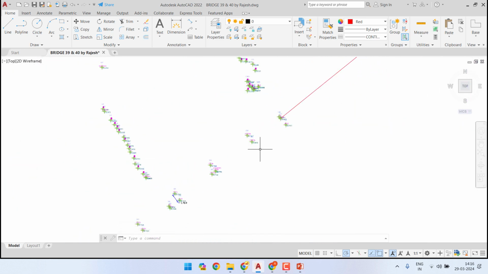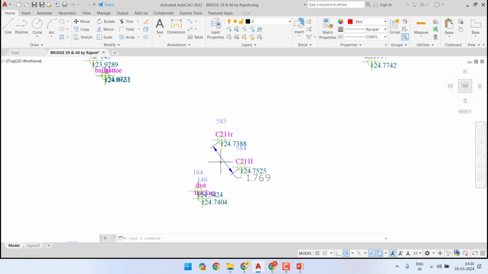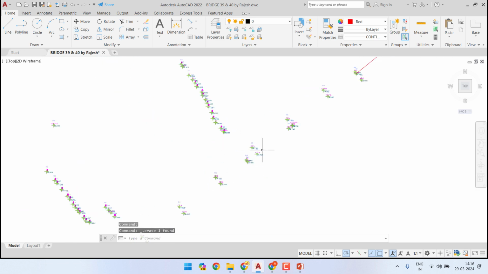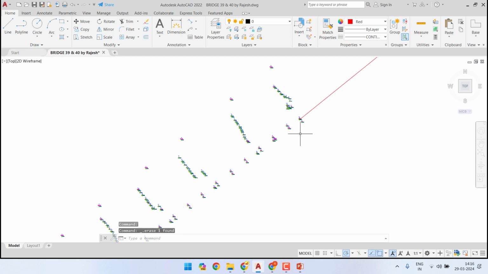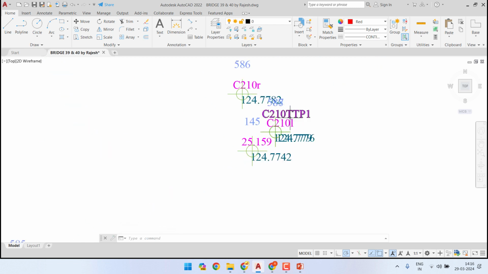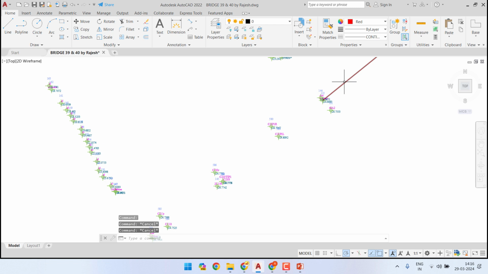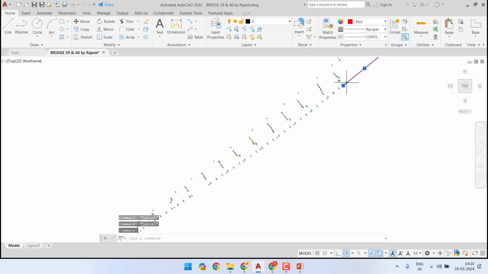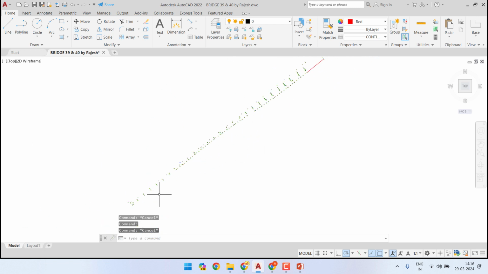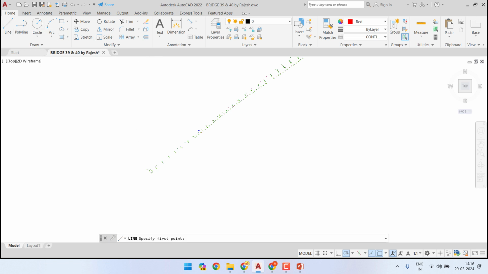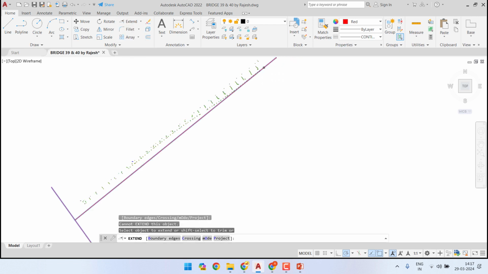So what we should first check is whether our TTP1 is correctly aligned with respect to our terminal tangent. So this is our terminal tangent. We will extend it. Let's extend it up till far end. Let's extend it up till here. Select this, then we go to extend, and then we select this.